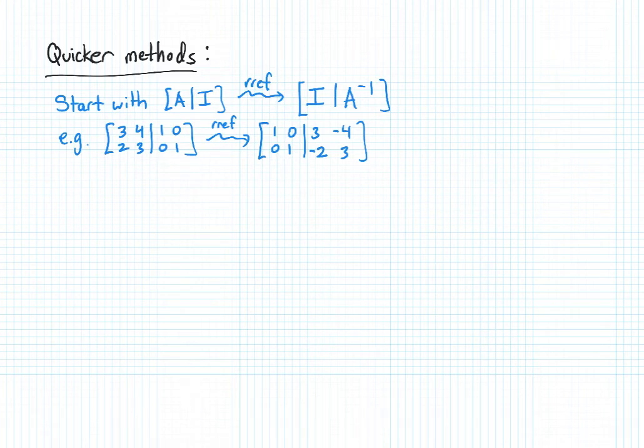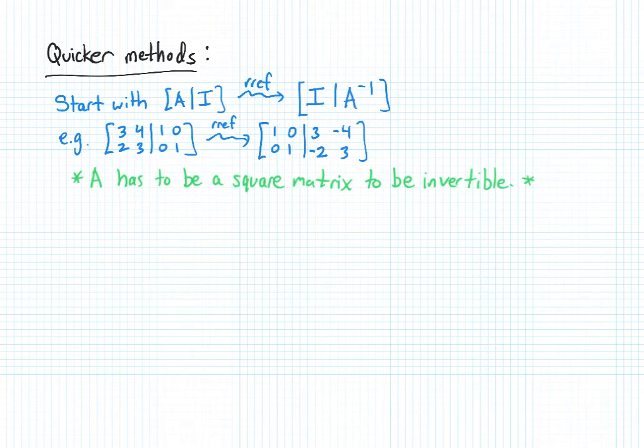But there is something that we learn by thinking of it this way. And that's that the only way this can happen is if A is a square matrix. There's no way that A can turn into the identity matrix when you do Gauss-Jordan elimination unless A is a square matrix, because the identity matrices are square matrices. So A has to be a square matrix to be invertible. So if you have a matrix that's not a square matrix, then you don't even have to worry about this.